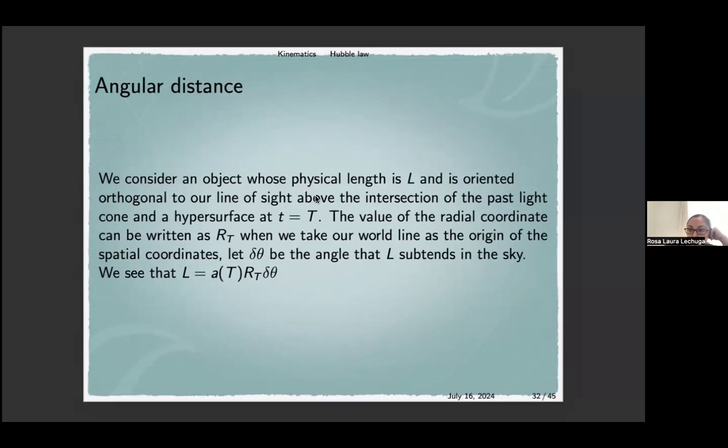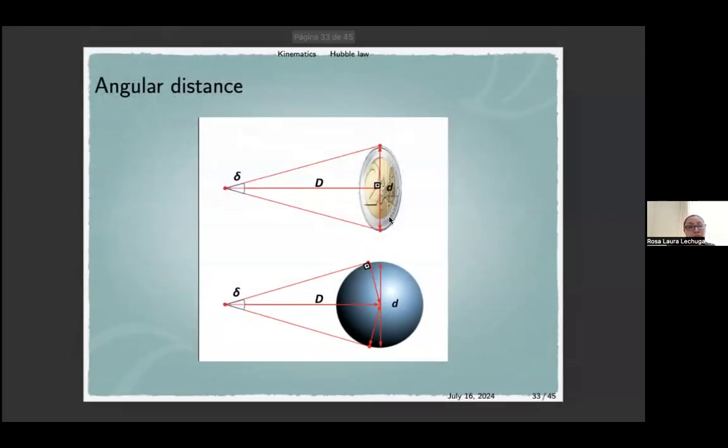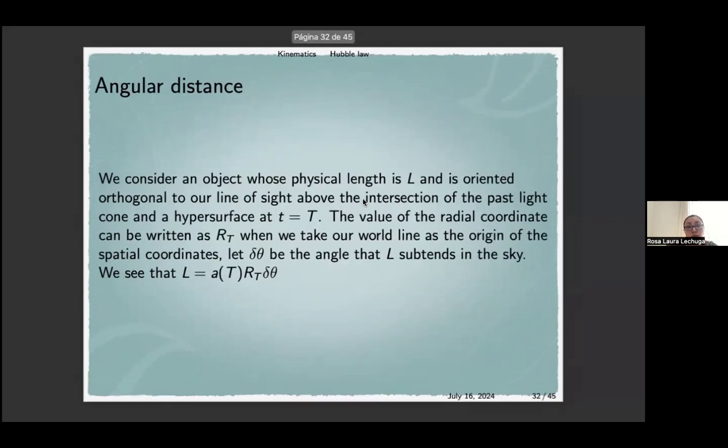This is not a physical process as in the redshift example, but we can consider an object with a physical length, L, and in this case I put D, oriented orthogonal to our line of view, and we have the intersection with the past light cone, which is really important because when astronomers observe some objects, they see the past light cone.